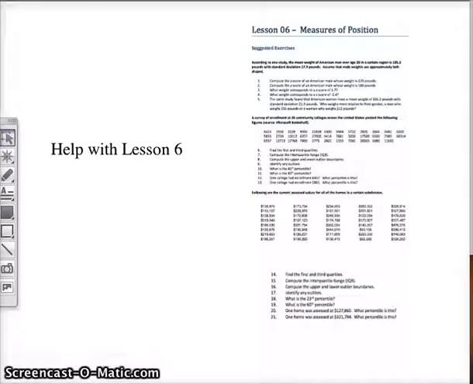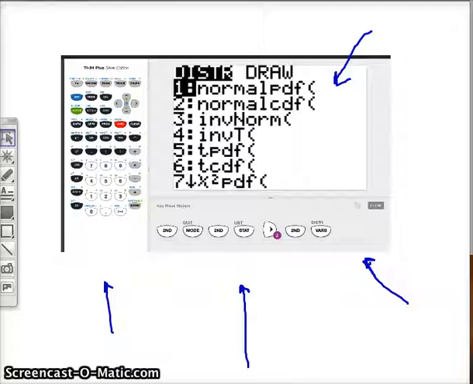Okay, students, this is a video on some questions on lesson 6. If you notice over here, this is the front side of lesson 6 and the back side, and a little sample of how to do some of the problems.